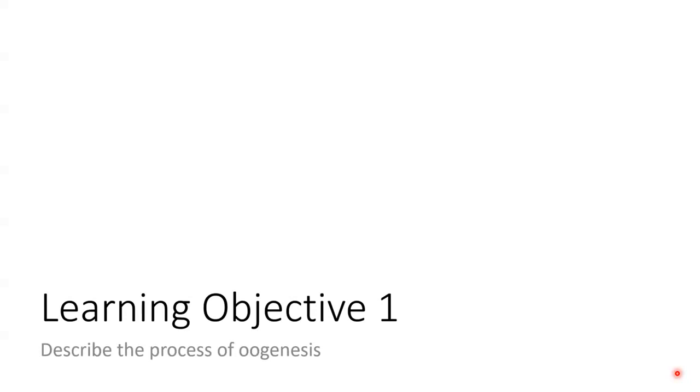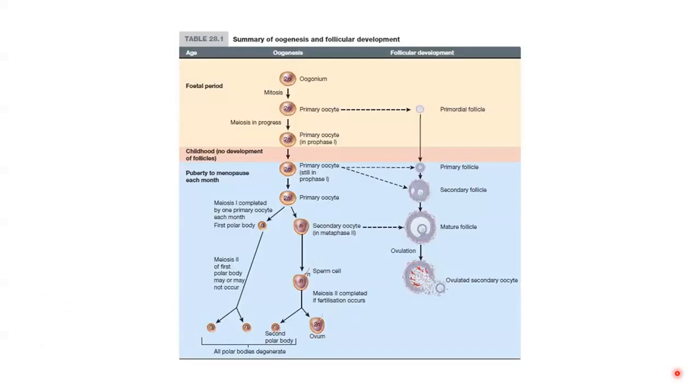So getting started, learning objective number 1, to describe the process of oogenesis. The formation of female gametes, or female reproductive cells, is called oogenesis. In contrast to spermatogenesis, which begins in males at puberty, oogenesis begins in females before they're even born. During early embryonic development, germ cells migrate to the ovaries, where they differentiate into oogonia.